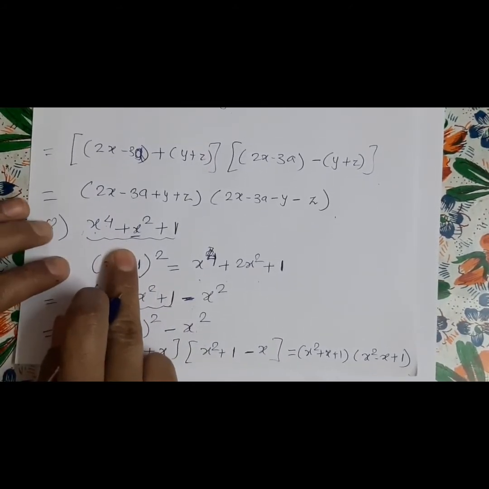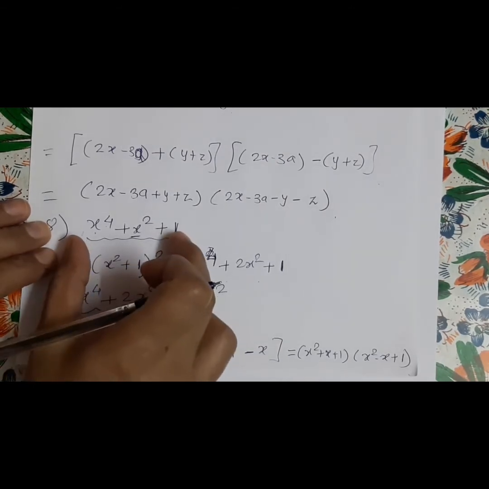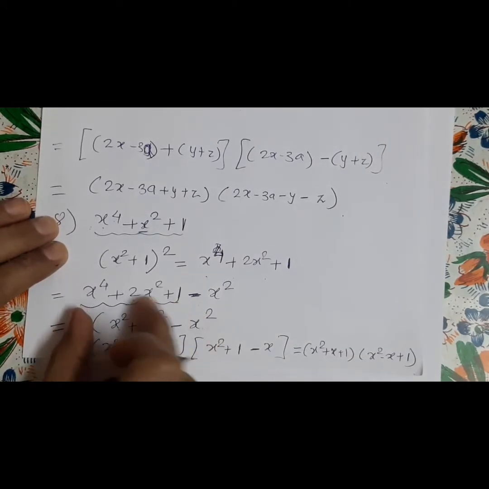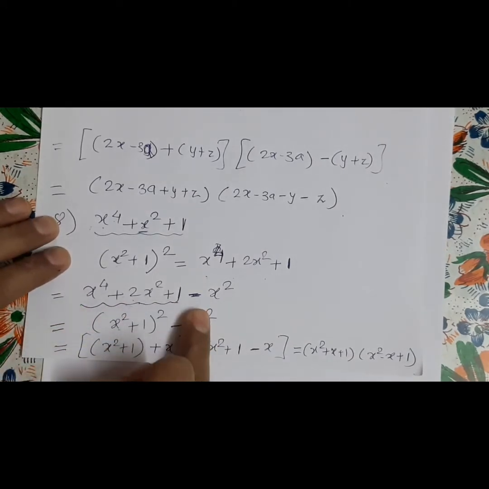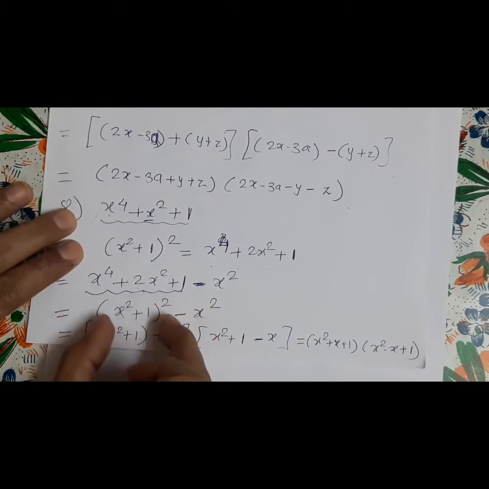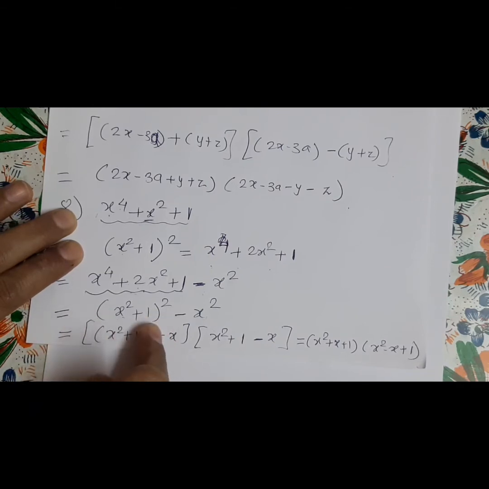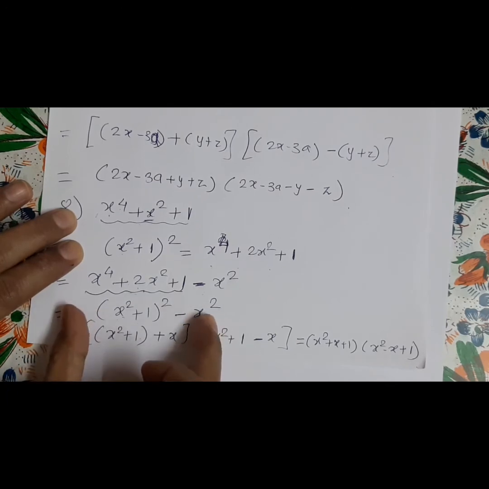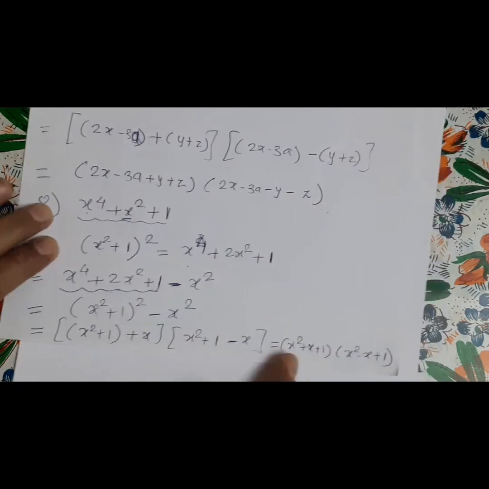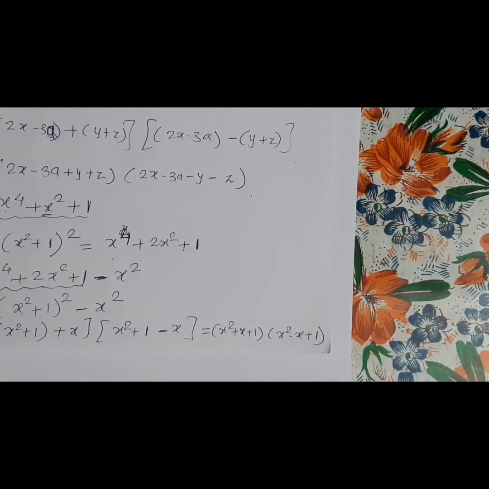This example is different. Okay, this is not a perfect square. We converted this first into a perfect square, and whatever the extra term is there, that we reduced so that the original equation will not get changed. Then we wrote it as the perfect square of x square plus 1, then minus x square, and then we used the formula of difference of squares. Okay, so these are the factors we get.